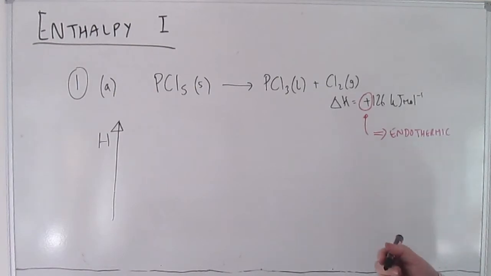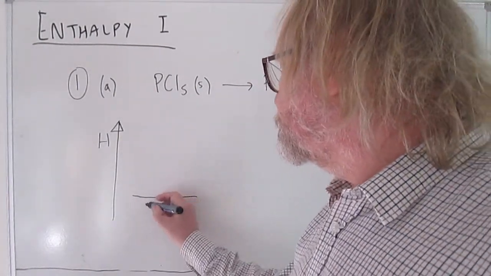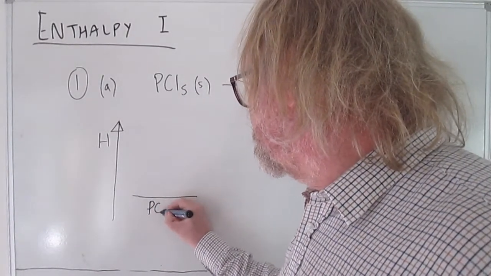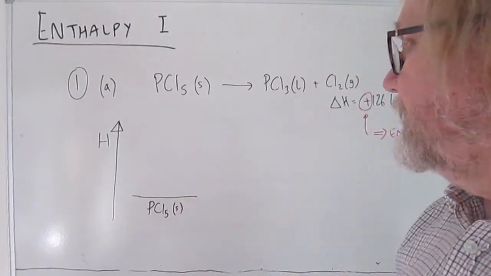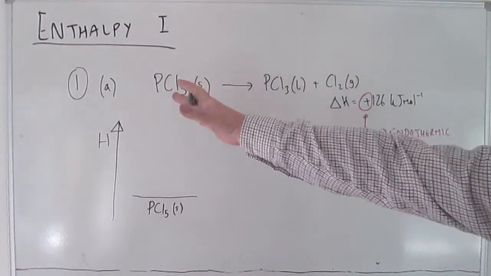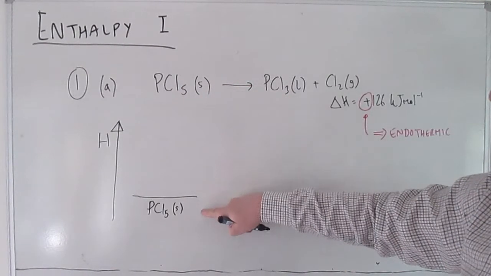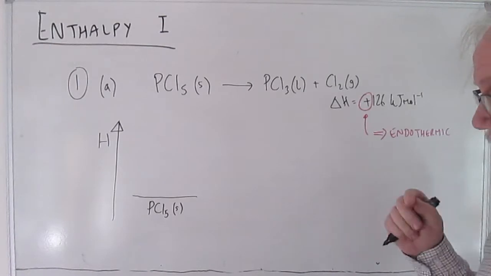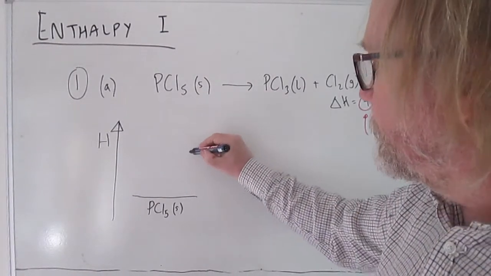And when you draw it on the diagram, it's important that you label the states fully. So this is our starting state, and you must label it including the state symbol if you know those, because obviously if we had liquid PCl5 or gaseous PCl5, the energy level would be different, and so this wouldn't have the same position on this scale, and that's why the state symbols actually have to be there, because they are relevant to what this energy gap would be.